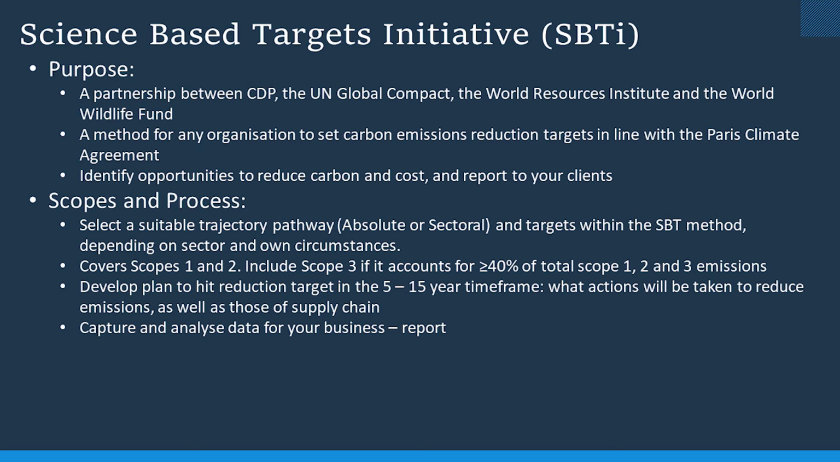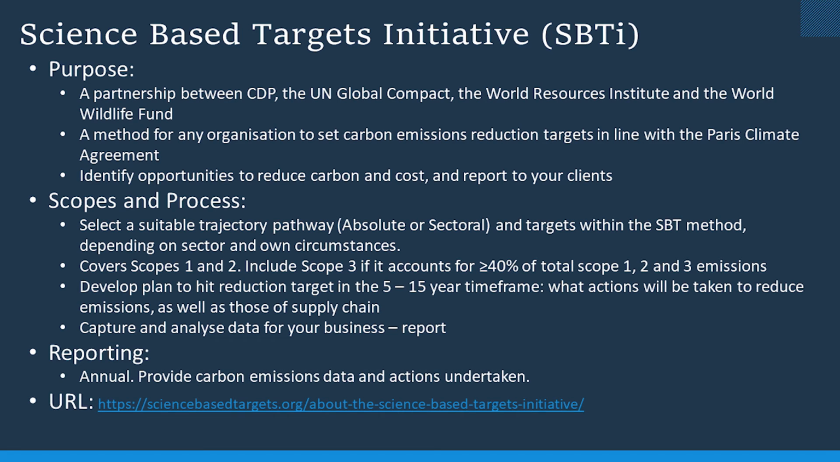You then develop a plan that has a 5 to 15 year time frame to deliver. What actions are you going to take to reduce your emissions as well as those of the supply chain? And then you review and iterate it every so often. Reporting here is annual, a bit like CDP, and you can provide your carbon emissions data and the actions that you've undertaken to show how you're staying on your trajectory. Are you sticking to target, essentially? What are you doing about it?